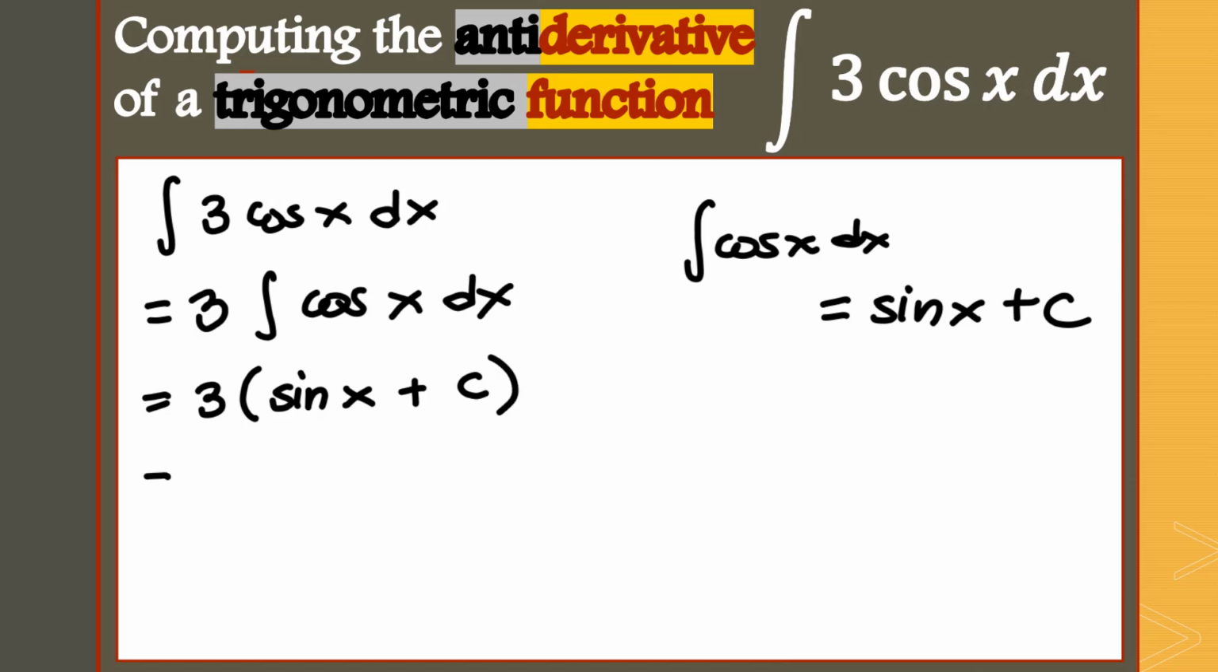By the distributive property, we have here 3 sine x plus 3c. But since c is any constant that you can think of, regardless of whether it has a multiple 3 or not, you can simply write it as one expression, c. This is now the result in integrating or finding the antiderivative of 3 cosine x dx using the trigonometric rule for cosine x.